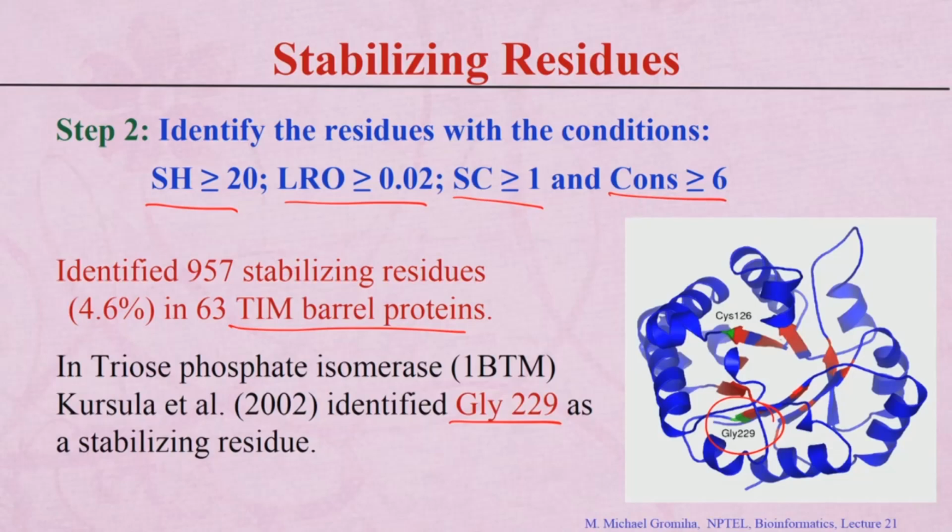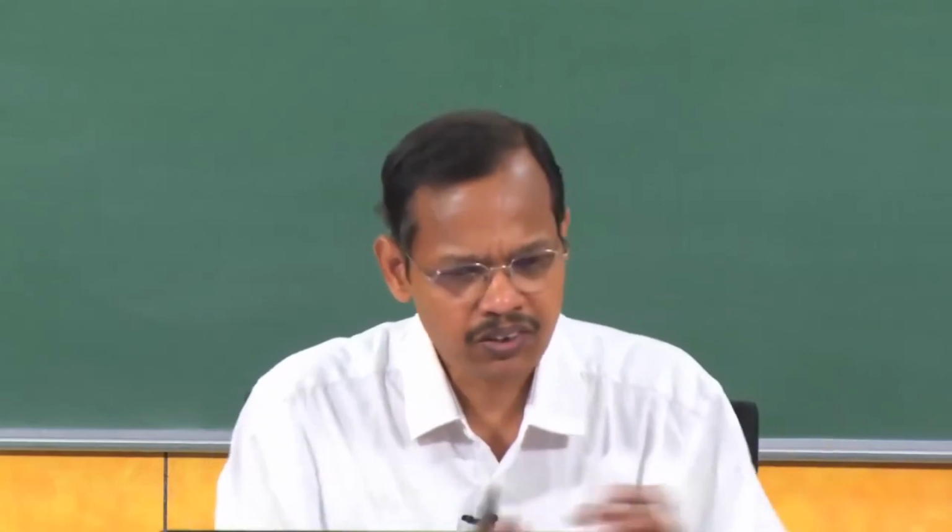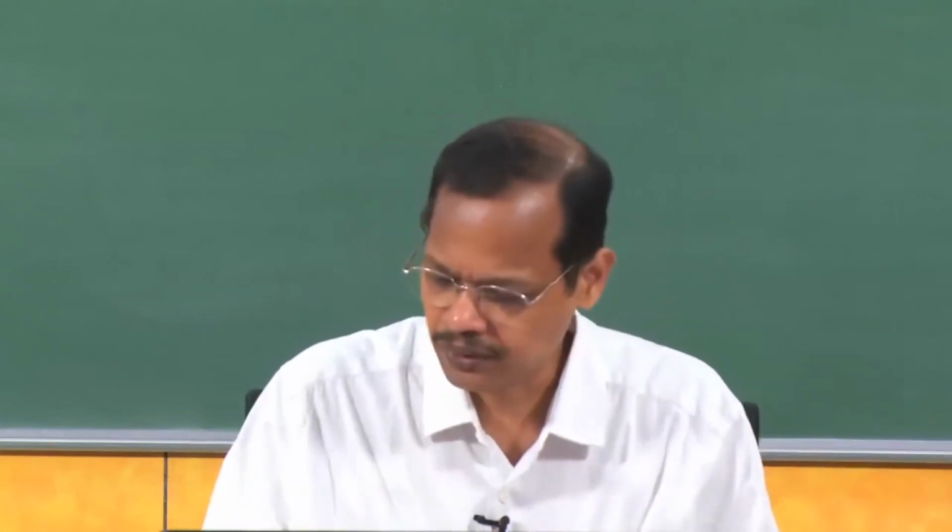So here the red ones we identified, these are all the residues which are mainly involved in stability. So glycine 229 you identified is involved in stabilizing. Then after 2004 they identified that 16126 also plays an important role in stability. So here you can see 16126 is also here, right, and this residue is also identified as a stabilizing residue in this particular protein. Likewise you can see several residues compared to the experiments. I can see these residues are important for stability, right.